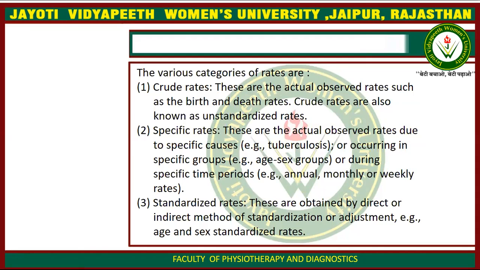Second is specific rate. These are the actual observed rates due to a specific cause, for example, tuberculosis, or occurring in specific groups, for example, age, sex groups, or during specific time periods, for example, annual, monthly, and weekly rates. Third is standardized rates. These are obtained by direct or indirect method of standardization or adjustment. For example, age and sex standardization rate.